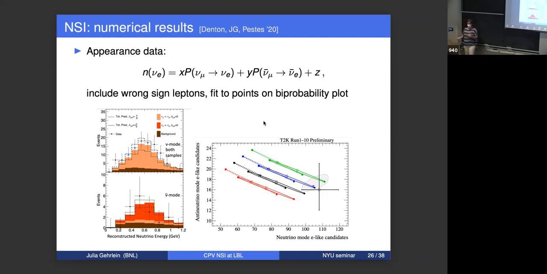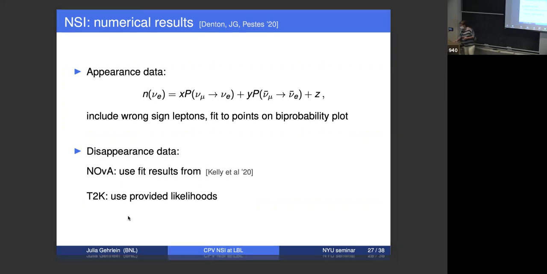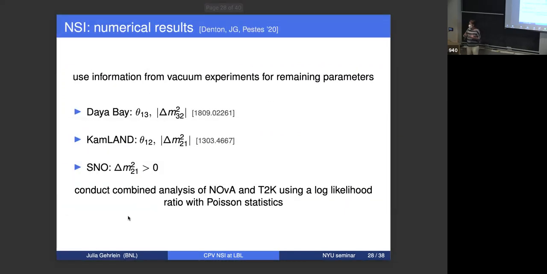We fit the oscillation probability to points on the biprobability plot, an example of which is shown here. Then we have also used disappearance data. Here we use for NOVA results from another publication, and T2K provided us with the likelihoods of the disappearance data. And then finally, we also need to include information from other experiments for the remaining parameters.